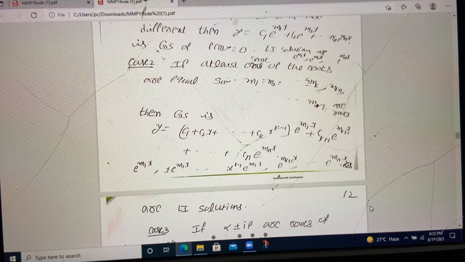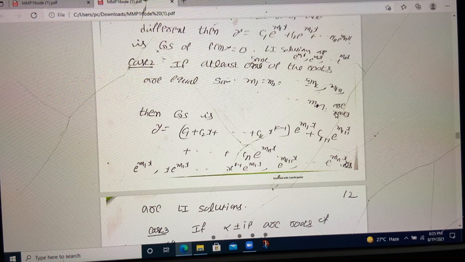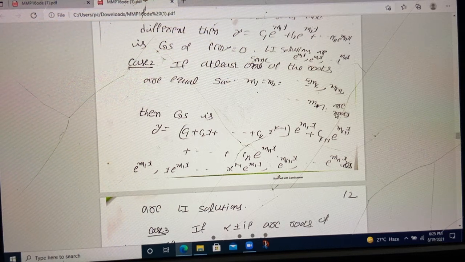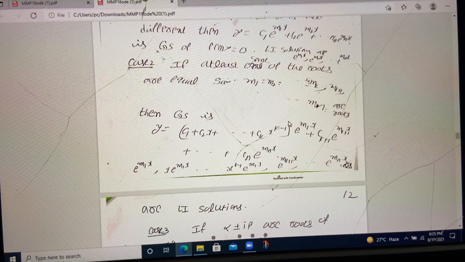Suppose m1 equals m2 equals and so on up to mk, and then the remaining roots mk+1 and so on. That is, k roots are equal. Then the general solution is given by (c1 + c2x + and so on, ck x^(k-1)) e^(m1x).